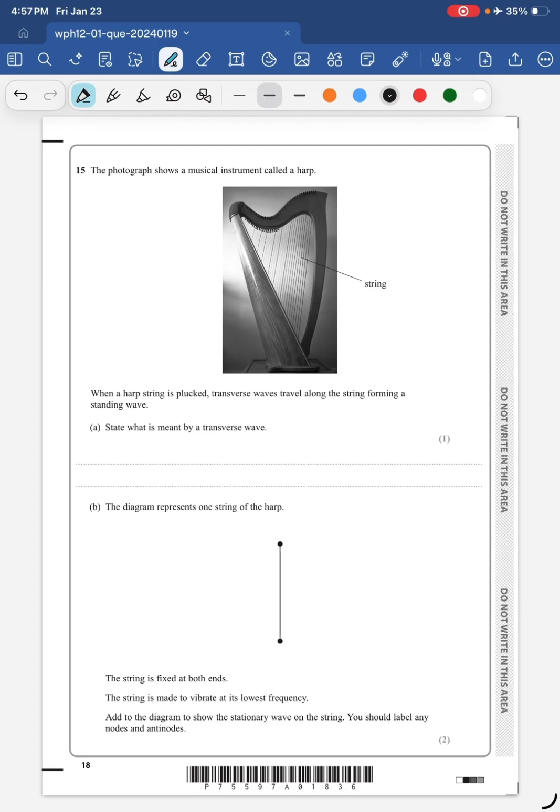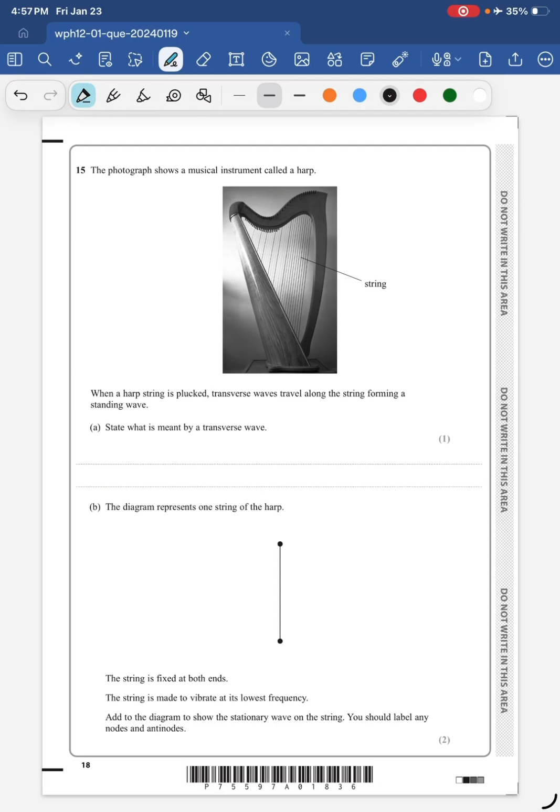Question 15. The photograph shows a musical instrument called a harp or arp. I don't know how it's pronounced in English, because this is a Greek word, and this is, I think, the instrument of choice for the god Apollo. So we like Apollo. He was a cool god. I mean, the sun god or something like that. The brother of Artemis, for those of you who are into mythology.